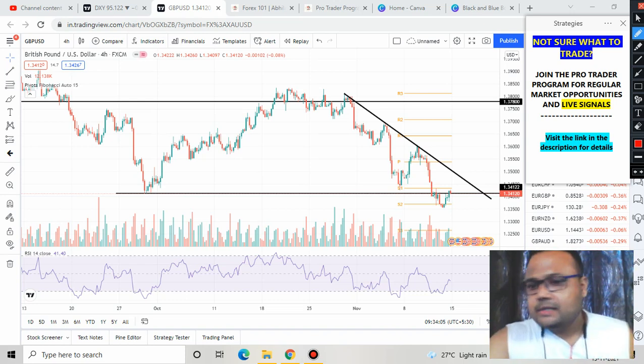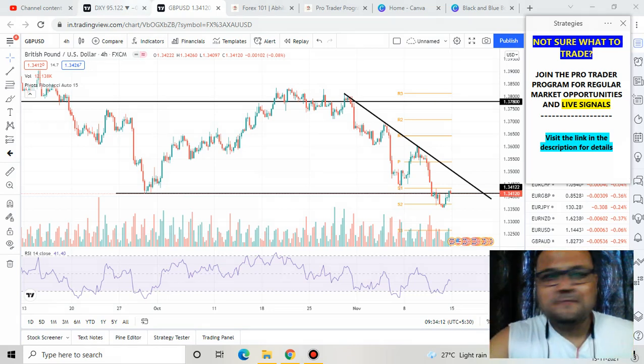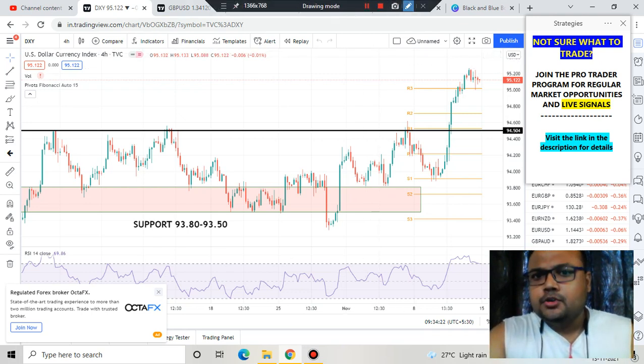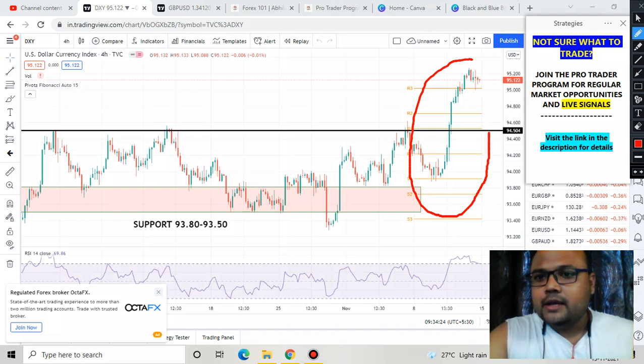So let's try to understand what is going on in the chart of GBP USD. What are the best trading opportunities for us? First of all, let's look at the chart of DXY, the US dollar. As we all know, after the CPI report, the market became extremely bullish. This is the chart of DXY here, and you can see that the market is very bullish right now under the heavy dominance of buyers.